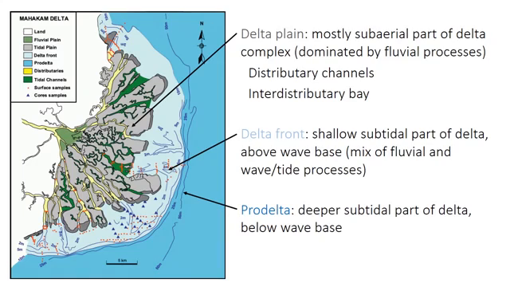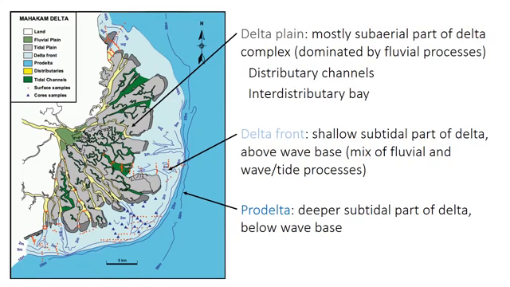So the subaerial or above water part is called the delta plain. It includes the river channels, which are called distributary channels. It may include shallow bays between those channels called interdistributary bays. It may include beaches or tidal flats or tidal channels, depending on the relative importance of fluvial, wave, and tidal processes on the delta.